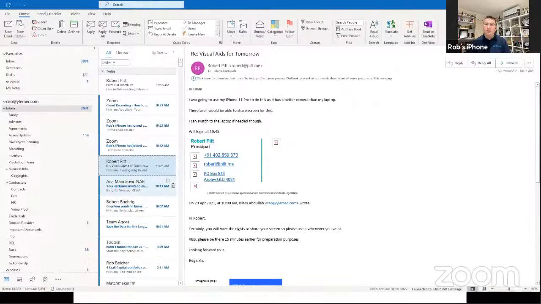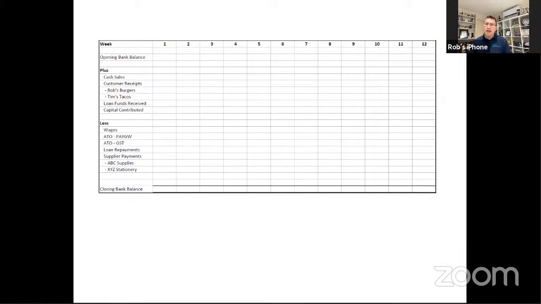The next one is your ATO payments. So we've got our PAYG withholding, which is obviously the withholding tax on our wages. And we've got the GST payments as well. With the PAYG withholding, the reason we separate that out and we don't say BAS is because our PAYG withholding may be on a monthly or quarterly basis, and so forth with GST. It could be monthly or quarterly, and they could be on different cycles.